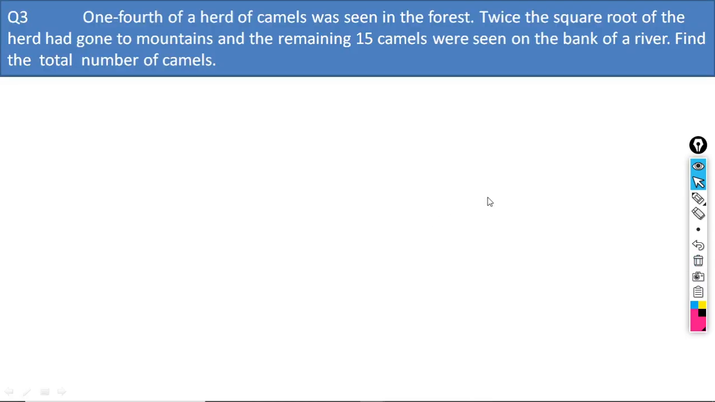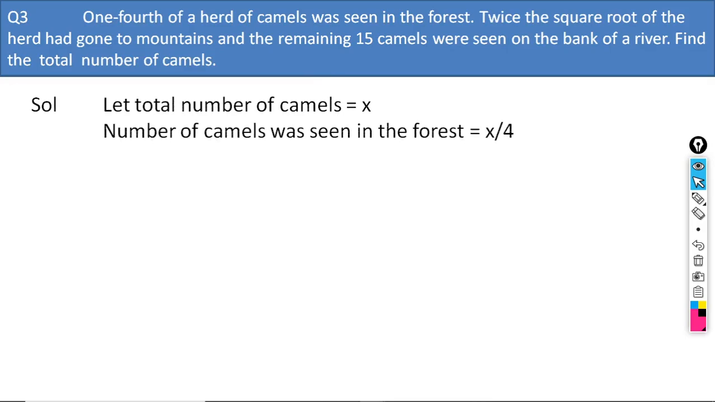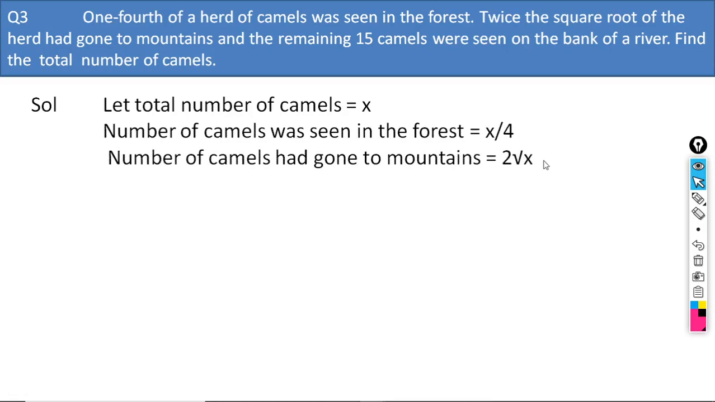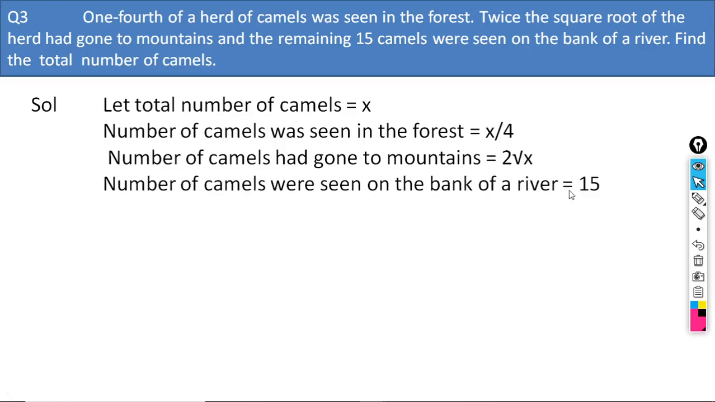Let us try another problem. Here in this problem, 1/4 of a herd of camels were seen in the forest. Twice the square root of the herd has gone to the mountains, and the remaining 15 camels were seen on the bank of a river. Find the total number of camels, which we are going to consider x. 1/4 of the herd has gone to the forest, so it will be x by 4. Twice the square root of x, it means 2 times root x, has gone to the mountains, and the remaining 15 on the bank of a river.